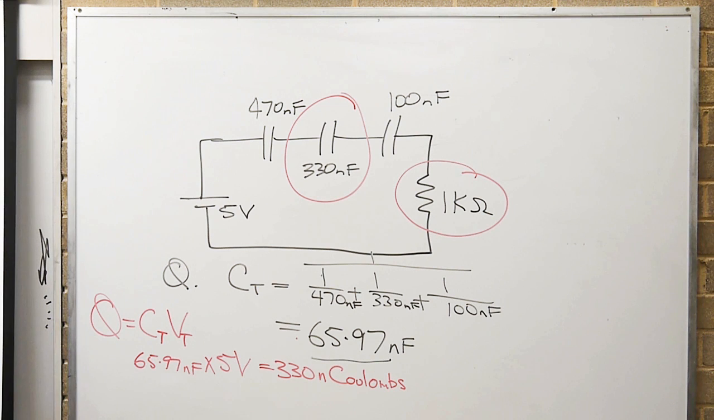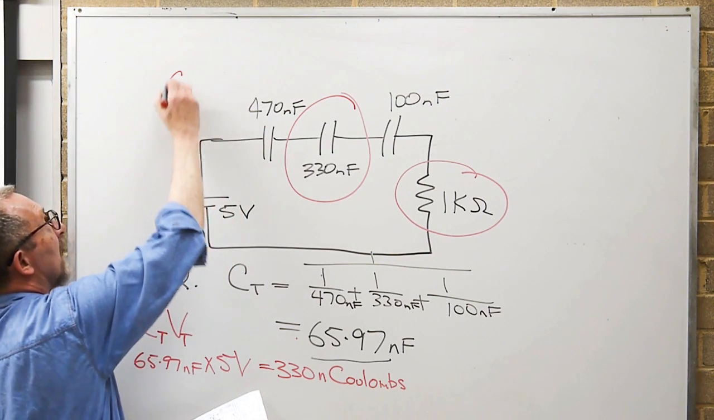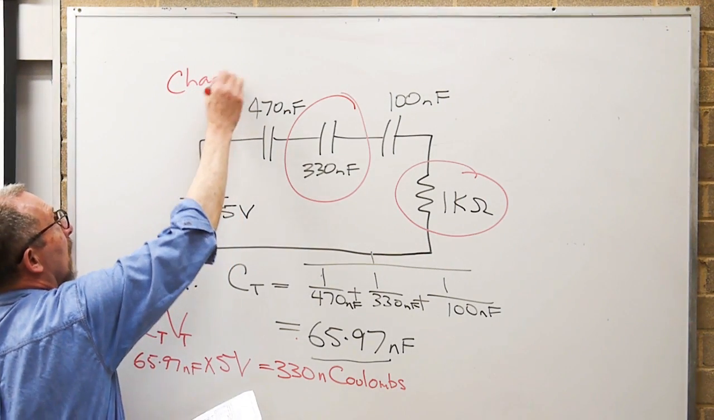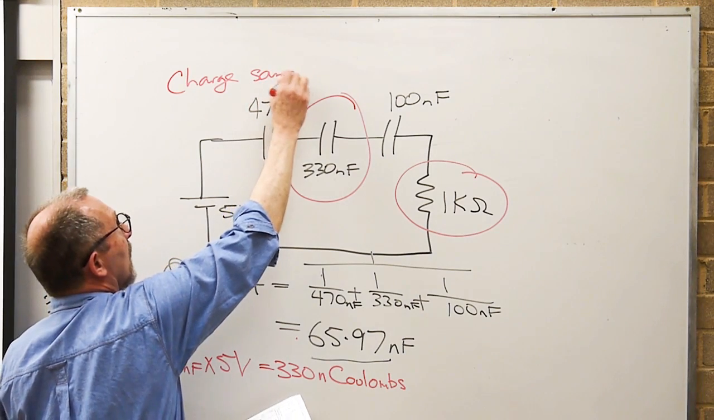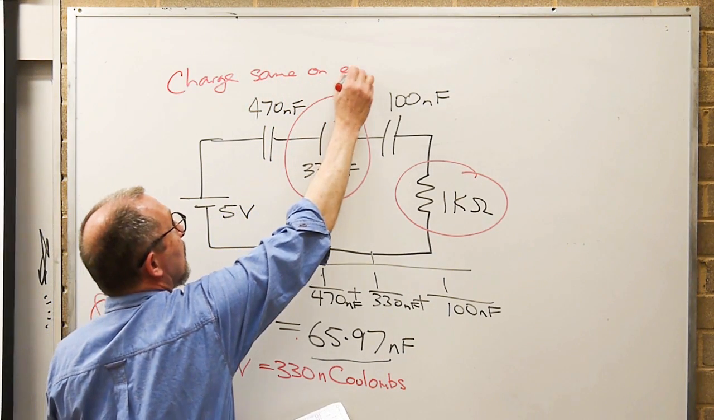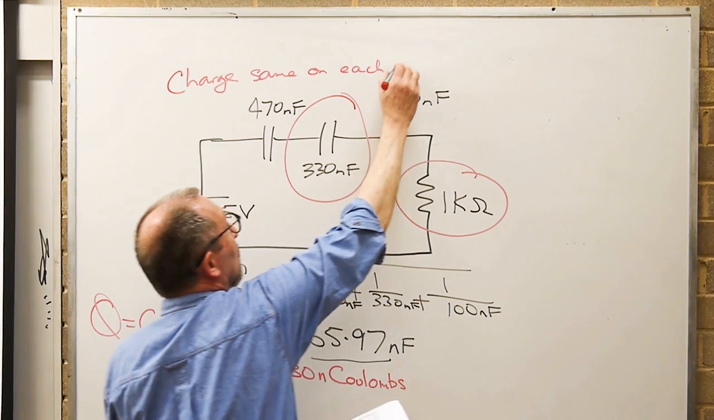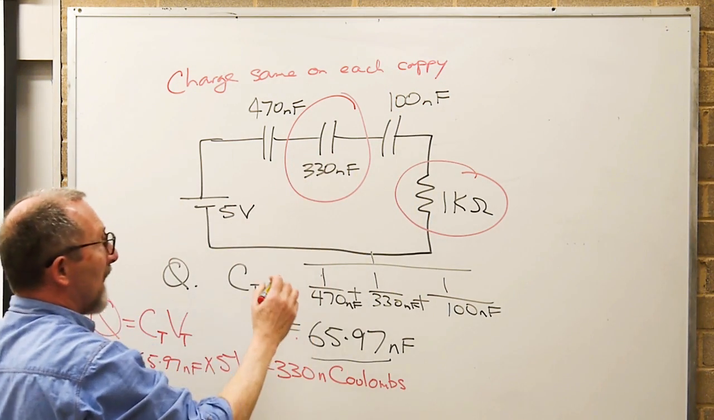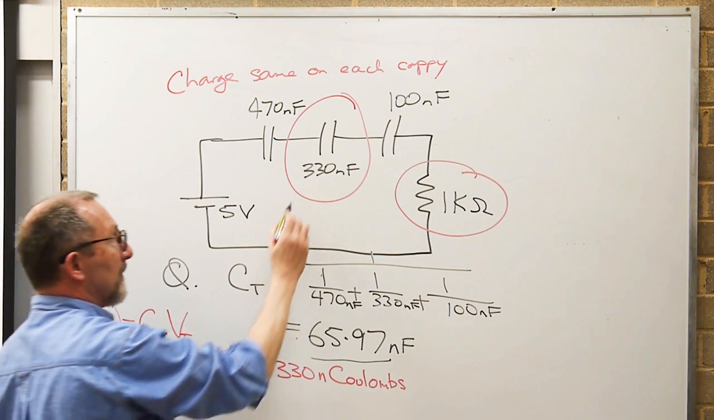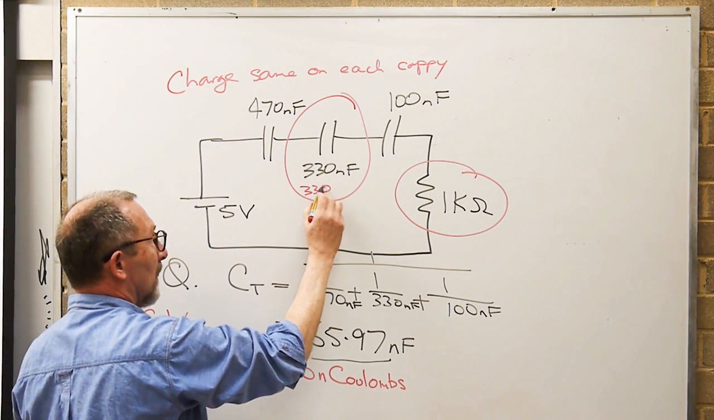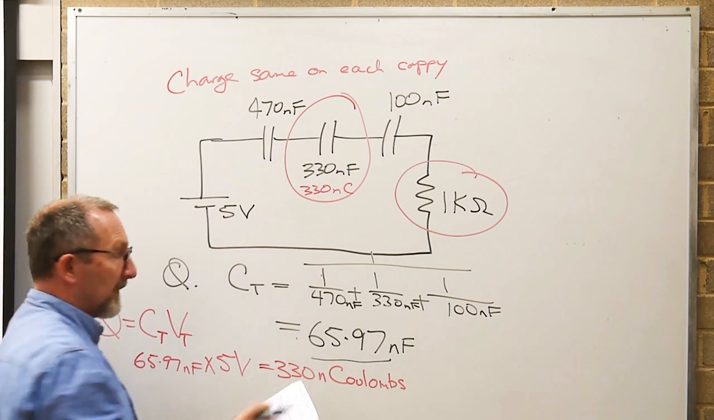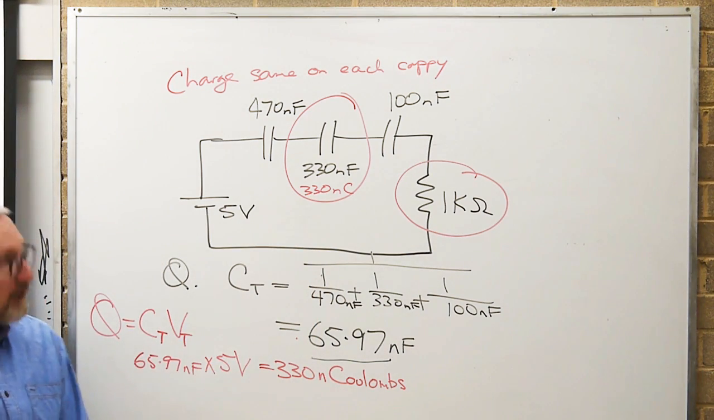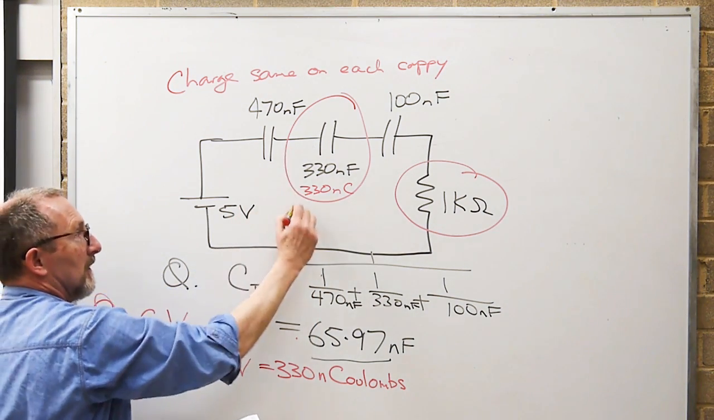And then, because the charge on each capacitor in a series circuit is the same, charge, same on each cappy. So the first part of the answer is 330 nanocoulombs. But then it said, what's the voltage going to be across this capacitor?